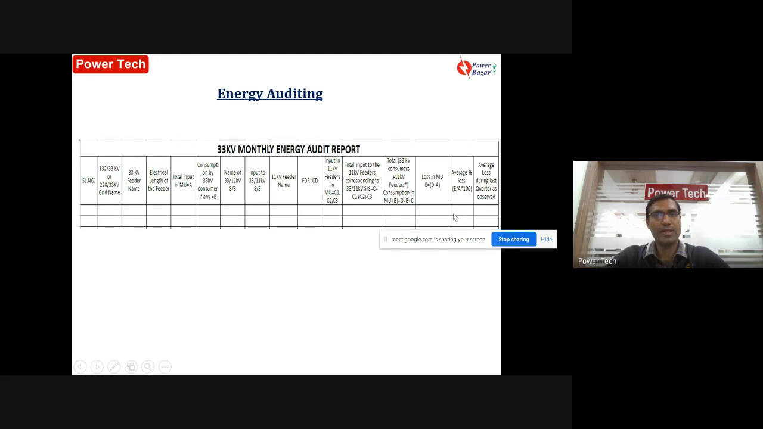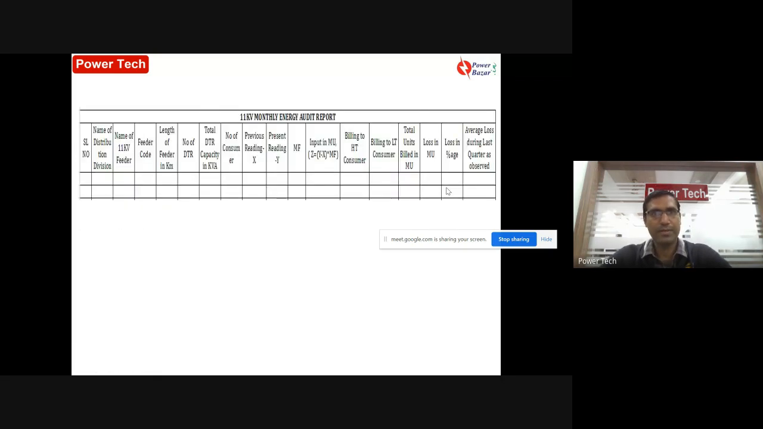And the loss percent E is the loss in MU divided by the input in MU into 100. The average, what is the average loss which has been observed during the last quarter? This is for the 33 kV energy audit. Now we'll go for 11 kV. Now we'll come to the 11 kV feeders.